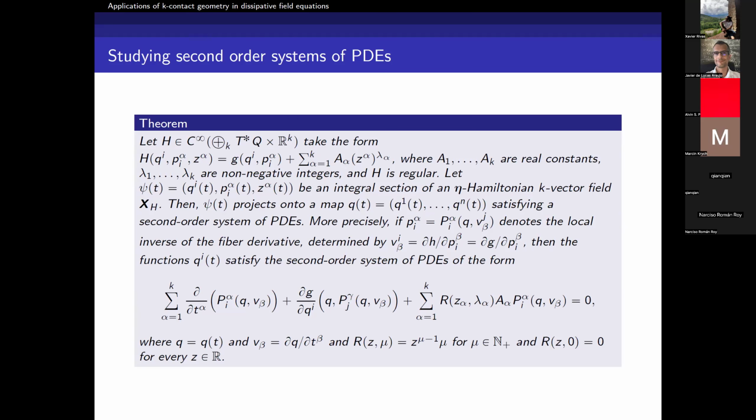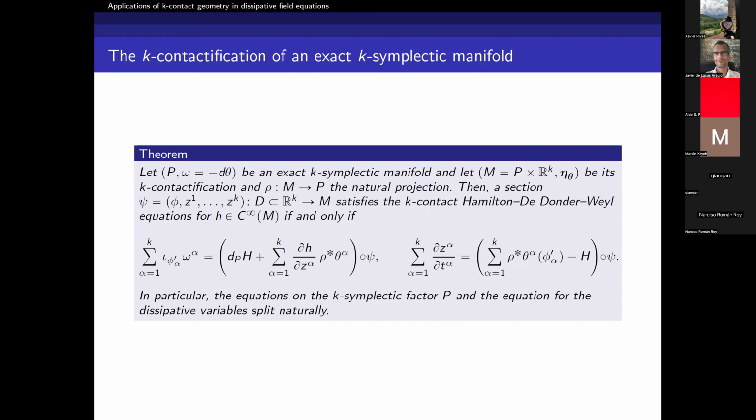Okay, please go on. So now I will talk about the contactification of an exact k-symplectic manifold. If we have some exact k-symplectic manifold, and we have the k-contactification of it, then a section satisfies the k-contact Hamiltonian Donder–Weyl equations. There should be big H, but yes.